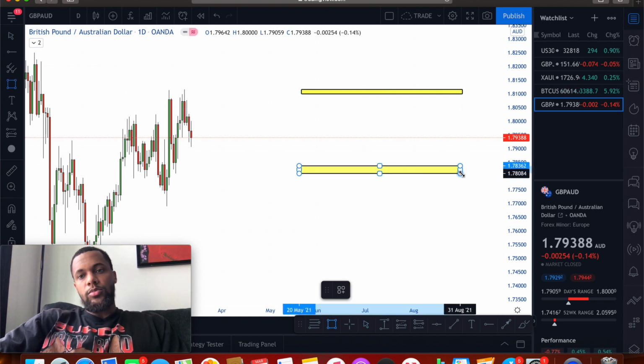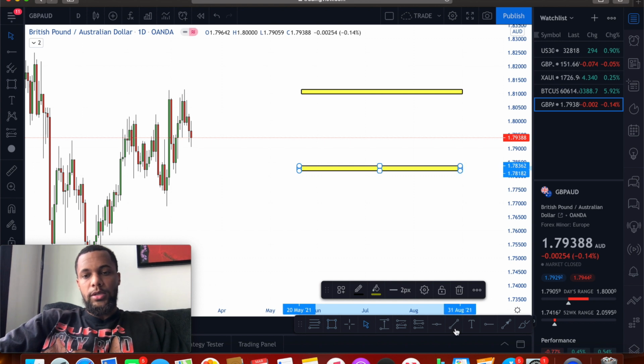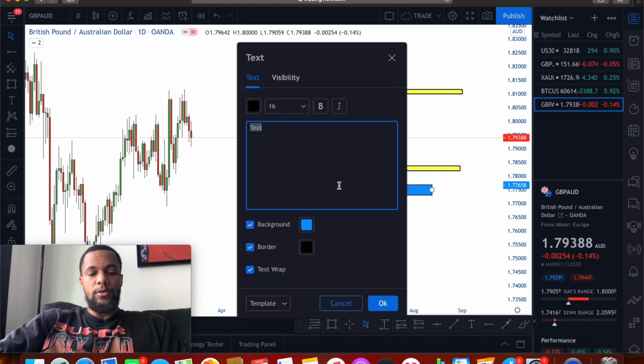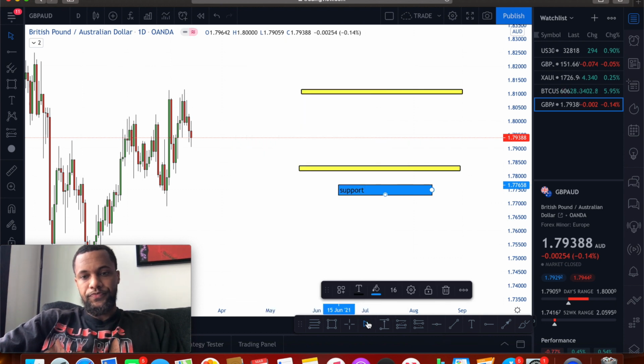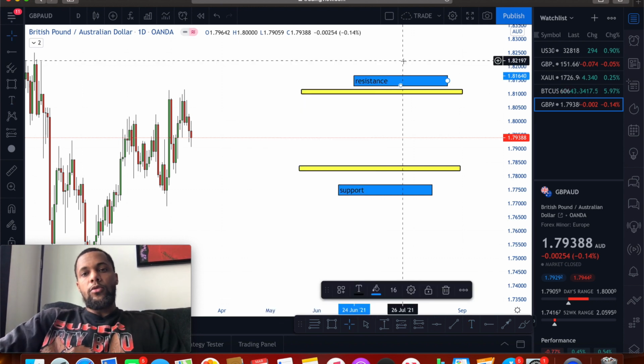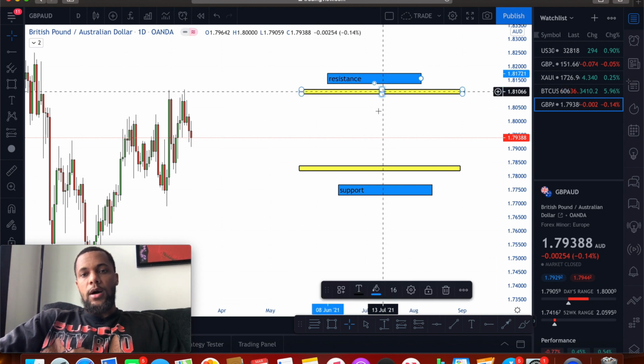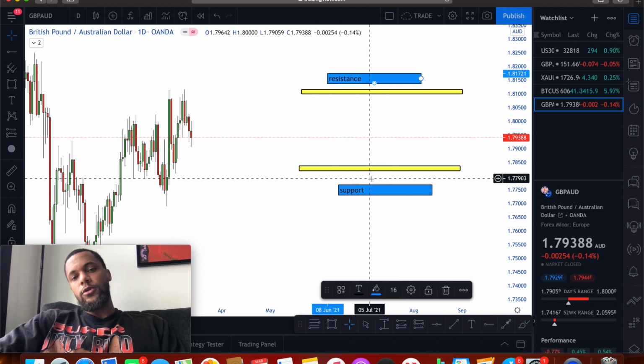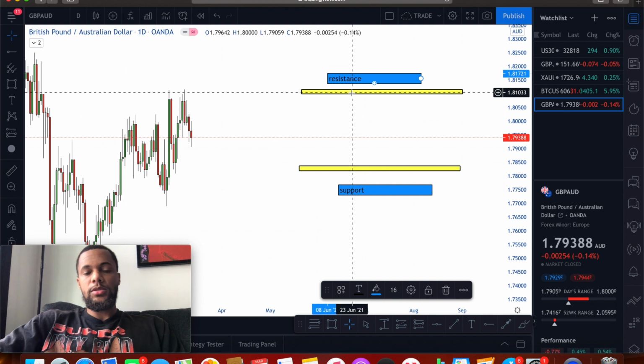So I got two boxes here. I'm gonna go ahead and type, boom, the bottom support, right? All right, the top is gonna be your resistance, right? So rule number one, I guess, support is gonna be your floor, right? Resistance is gonna be your roof.